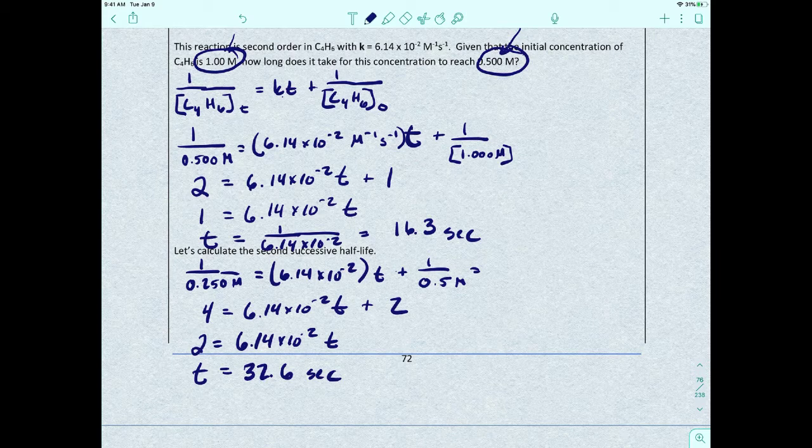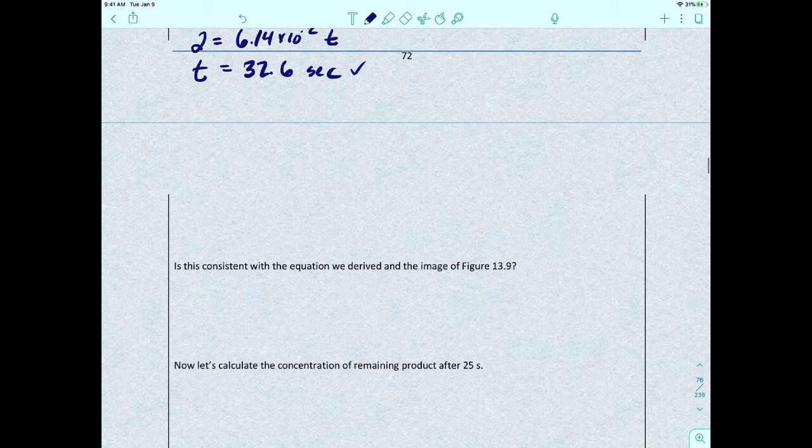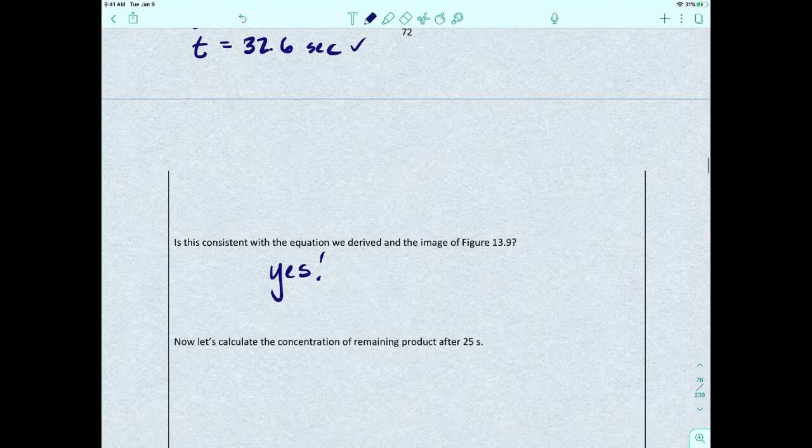Okay, now to double check, if we go back to the first value that we calculated, the 16.3, if that's the first half-life, then the second one should be just double that. So 16 doubled should be 32. So the half-life that we calculated for the second half-life is 32.6 seconds. So that makes sense. Okay, so is this consistent with the equation that we derived in the image? Yes, it's absolutely consistent because it's got to be doubled.